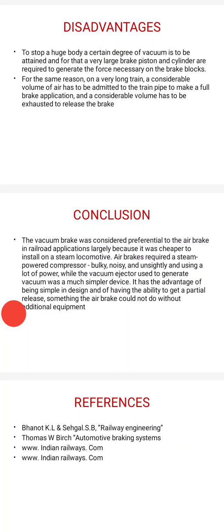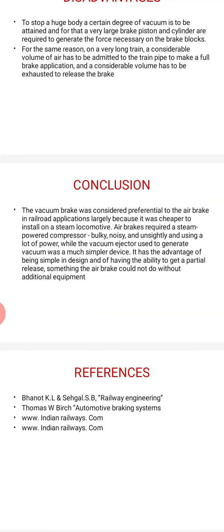Conclusion: the vacuum brake was considered preferable to the air brake in railroad application largely because it was cheaper to install on a steam locomotive. The air brake required a steam powered compressor, bulky, noisy, unsightly and using a lot of power, while the vacuum ejector was used to generate the vacuum, a much simpler device.